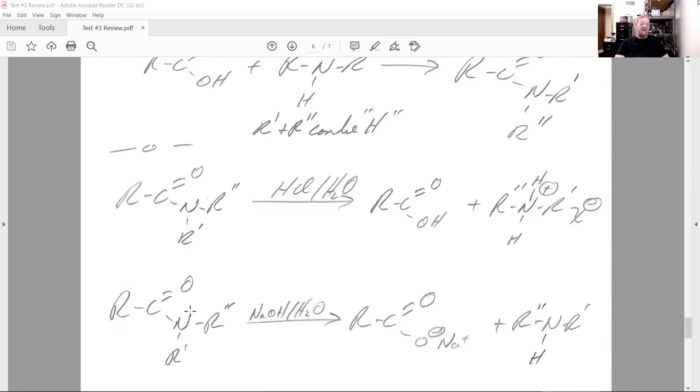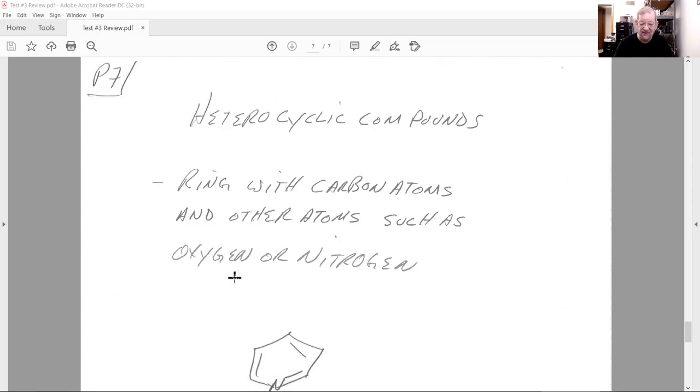Now, I haven't covered this yet, but I will today. There's only one thing I'd like you to learn about. I'll cover more, but this is all you have to learn about heterocyclic compounds. Those are rings with carbon and other atoms, such as oxygen and nitrogen. You should know heterocyclic compounds, cyclic ring, hetero meaning more than just carbon, are rings with carbon and other atoms, such as oxygen or nitrogen.